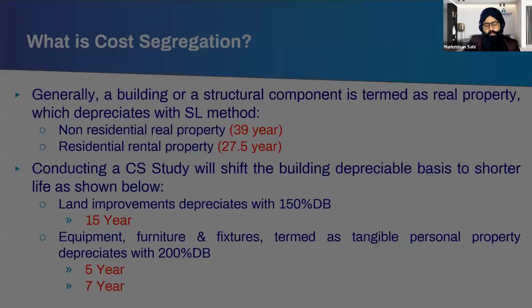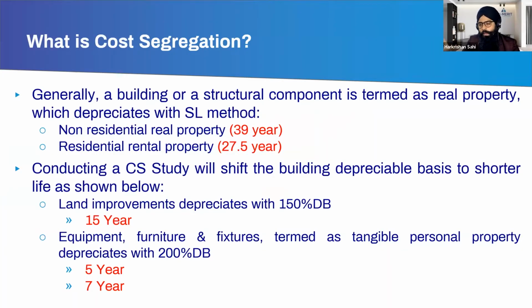Now, I have a brief slide explaining the same thing I showed you in that picture. A building or structural component, which is usually the basis of the property, depreciates over 39 years or 27.5 years. So let's say you bought a property and you didn't want to do a cost segregation study. If it's a commercial or non-residential property, per the regulations, it will depreciate over 39 years. But if it's a residential property, it will depreciate over 27.5 years.